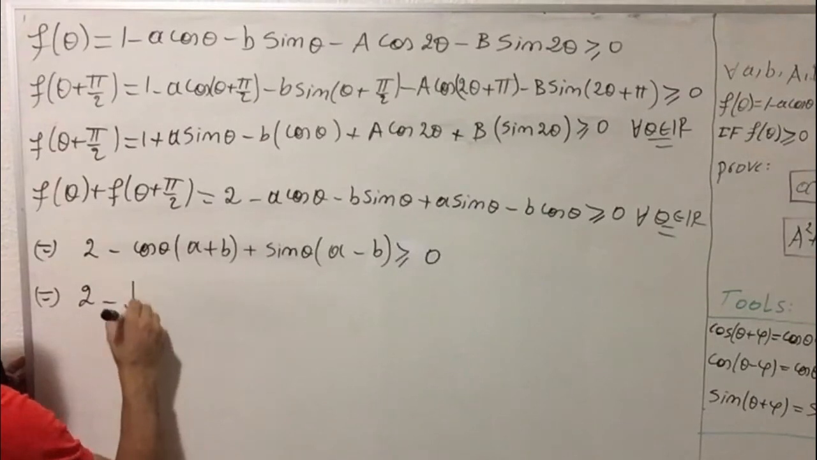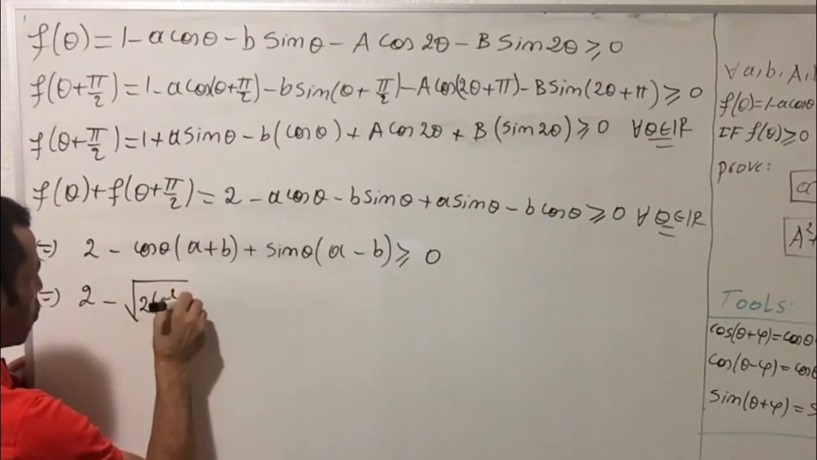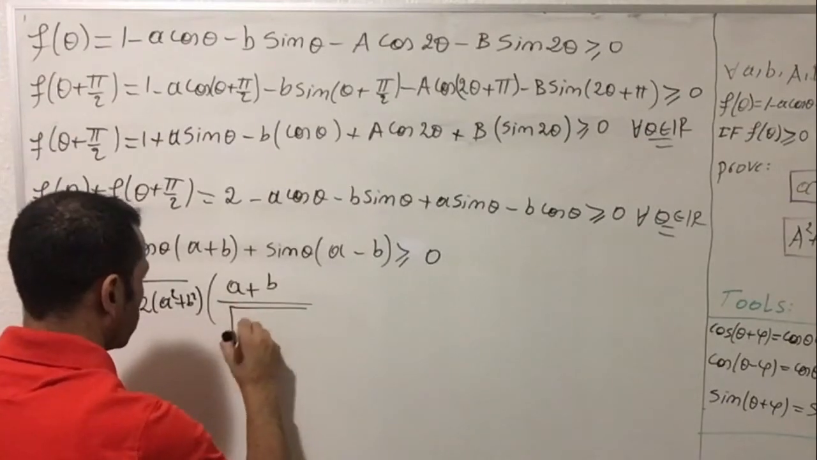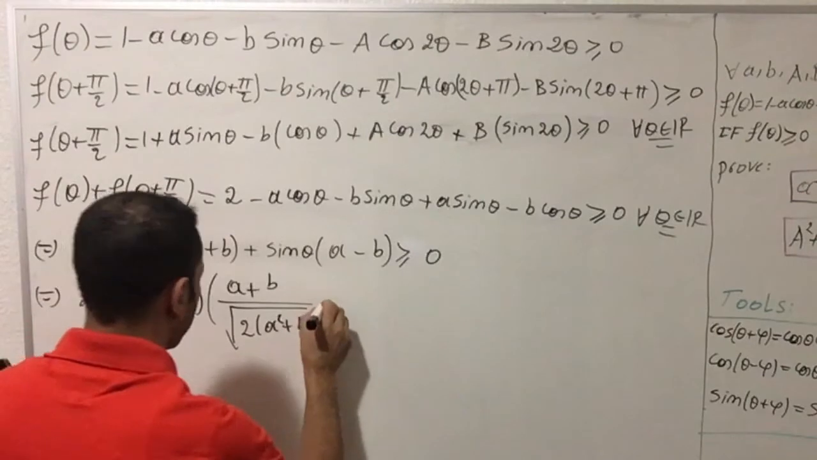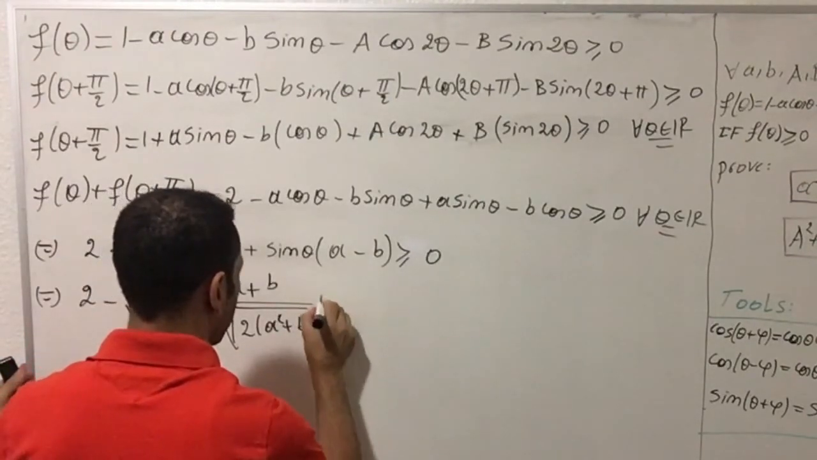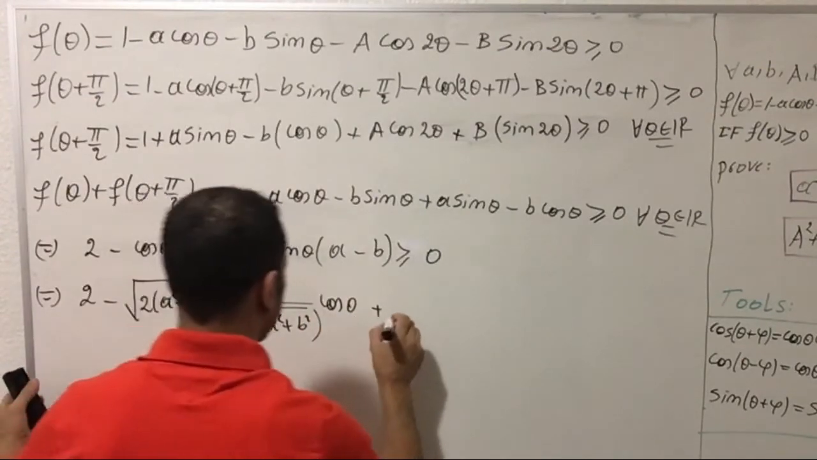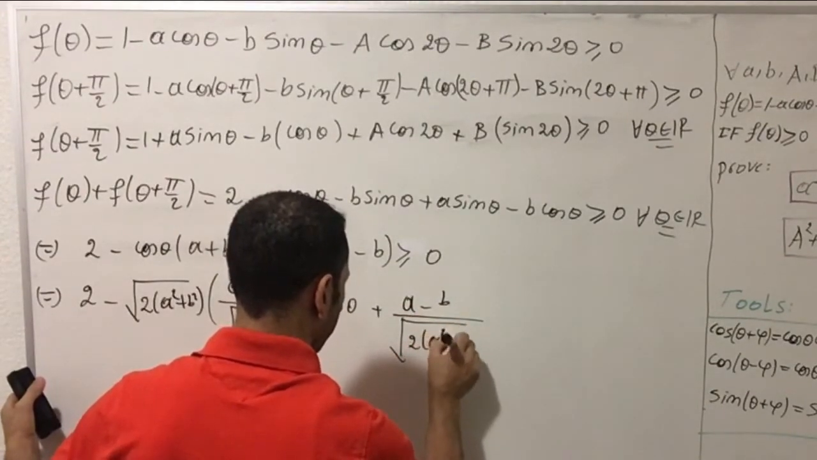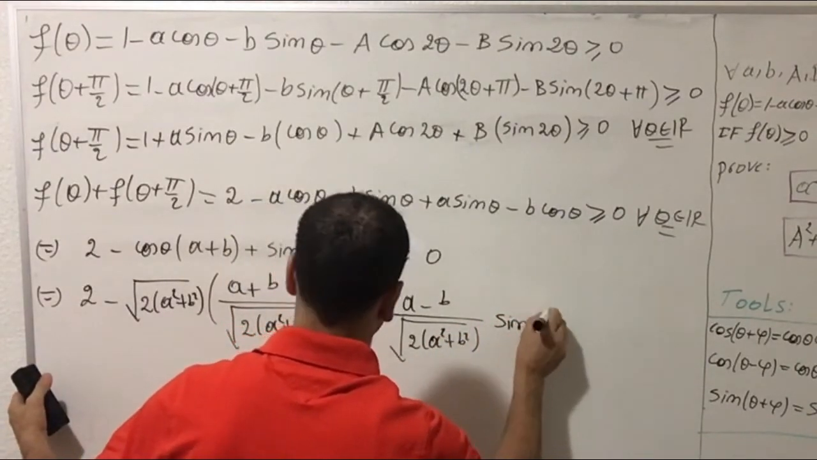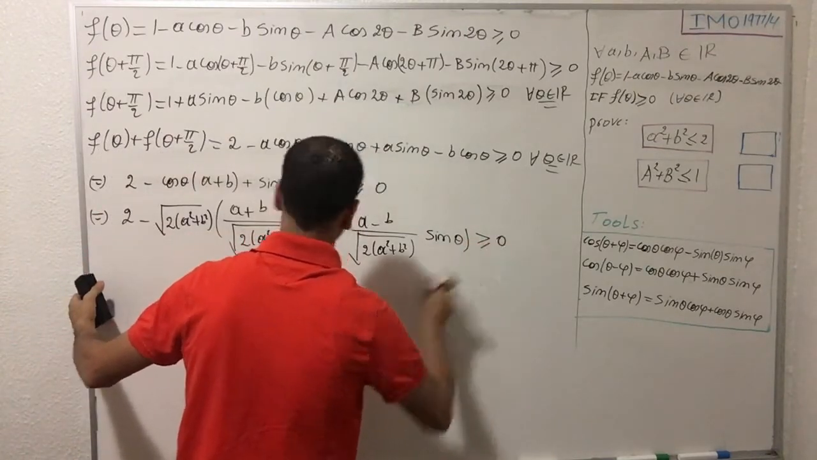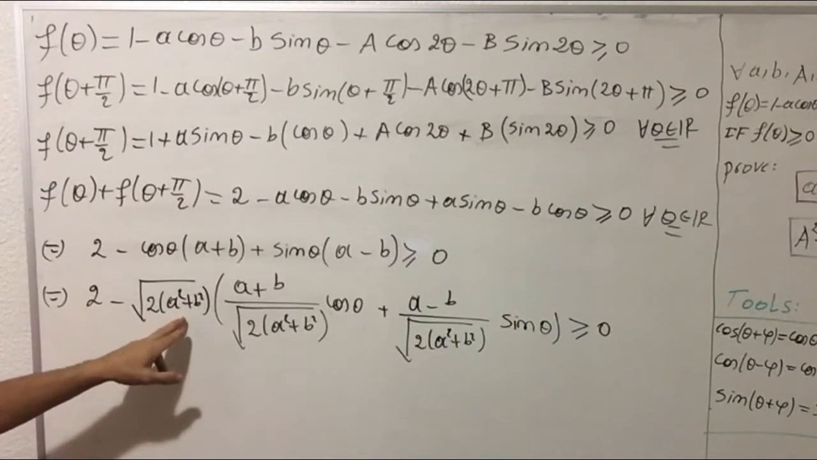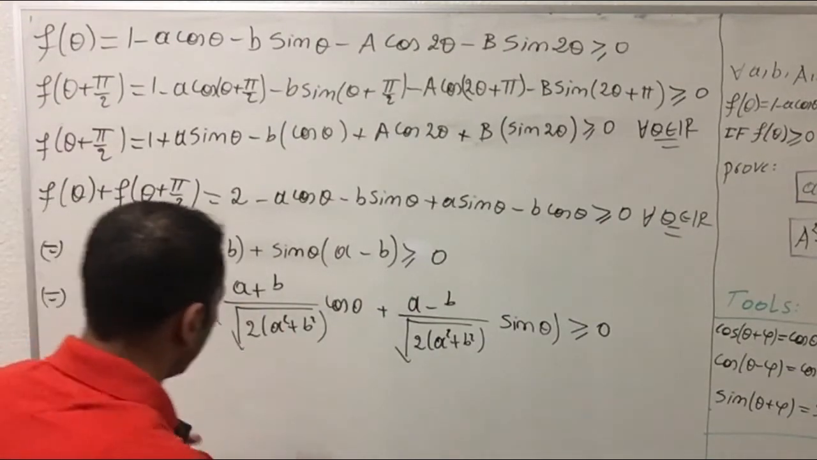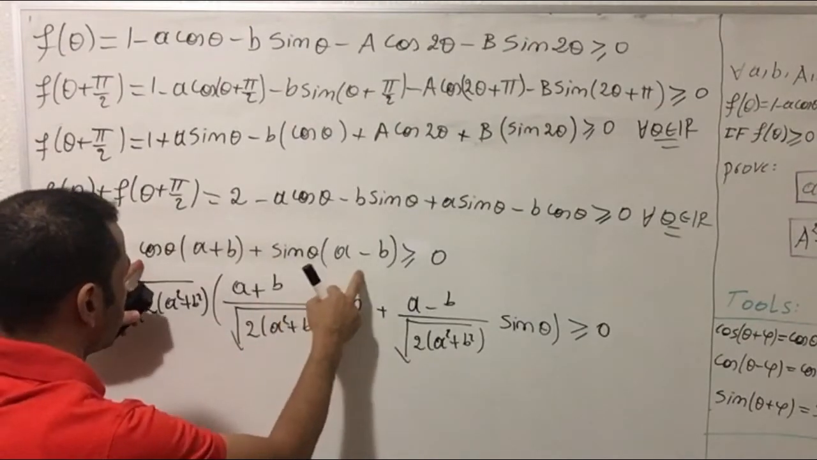So 2 minus square root of 2 times a square plus b square, okay, multiplied by (a plus b) over square root of 2 times a square plus b square, multiplied by cosine theta, plus (a minus b) over square root of 2 times a square plus b square multiplied by sine theta, okay? Always superior or equal to zero. I'm just putting square root of 2 times a square plus b square outside as a multiplier, okay? If you distribute this one again, I will have the same expression, okay?